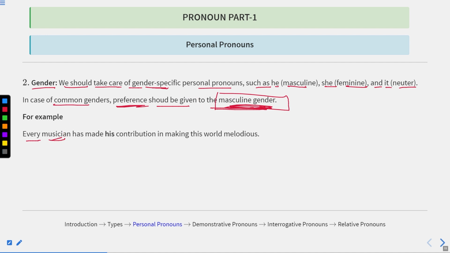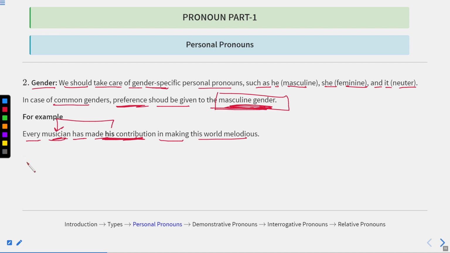So here I have said every musician has made his contribution in making this world melodious. You can see that I have written his contribution. His is used for musician. Now we know well that a musician can be either male or female, but we have used only the word his for all the musicians. Why so? Just because we need only one possessive case, and if we do not know whom we are talking about, we should give the preference to the masculine gender only.